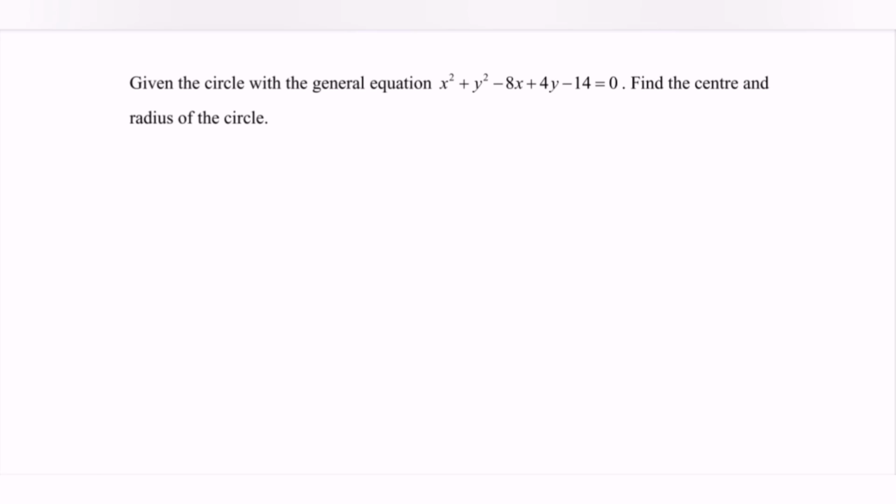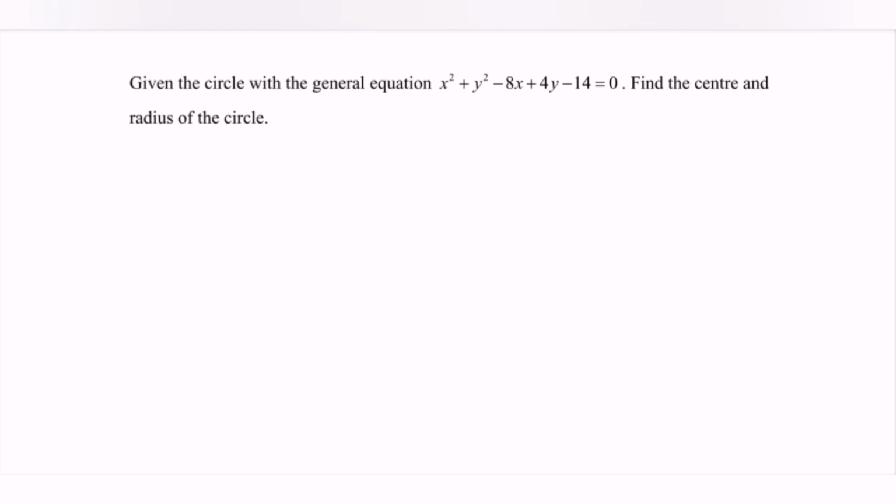In this video, I'm going to discuss the example for circle. So given the circle with the general equation where we have x squared plus y squared minus 8x plus 4y minus 14 equals 0. The question asks us to find the center and the radius of the circle.